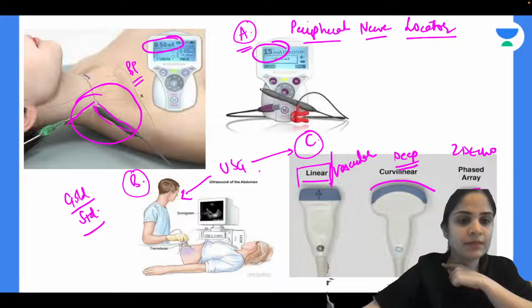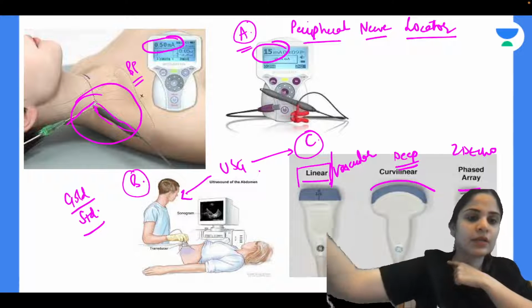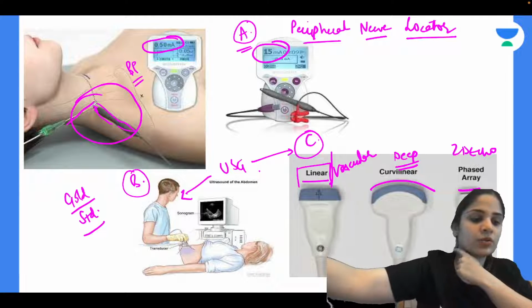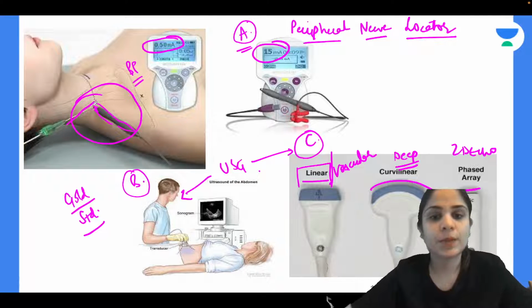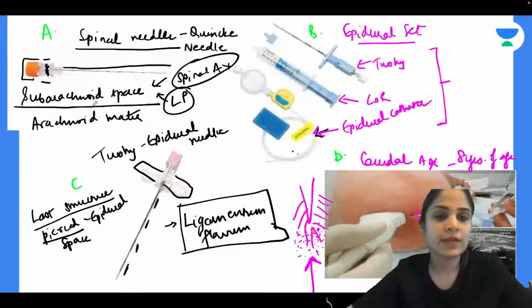And at that time, through this needle that is going inside, you can give local anesthetic to the brachial plexus that you have found using the peripheral nerve locator, okay? So that is how a peripheral nerve locator works. So if they ask you anything about regional anesthesia, these two slides will give you an entire idea.